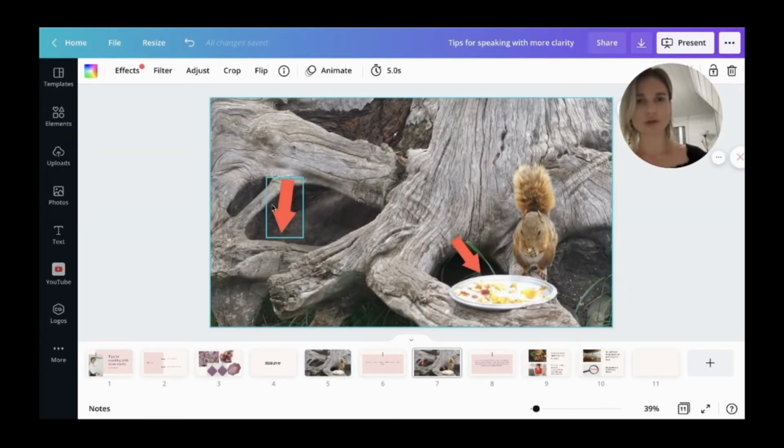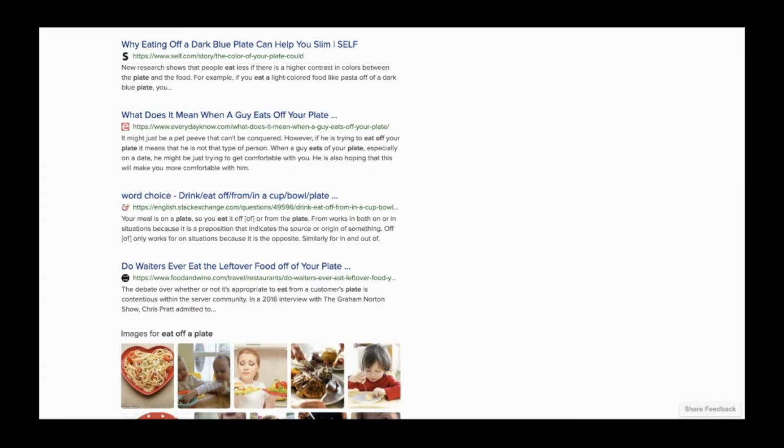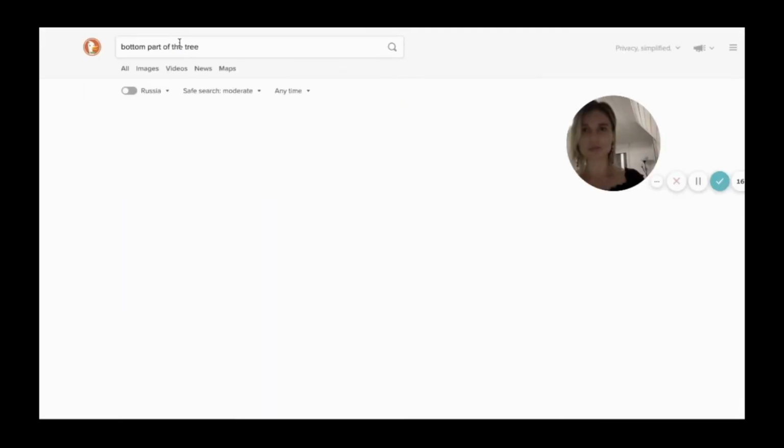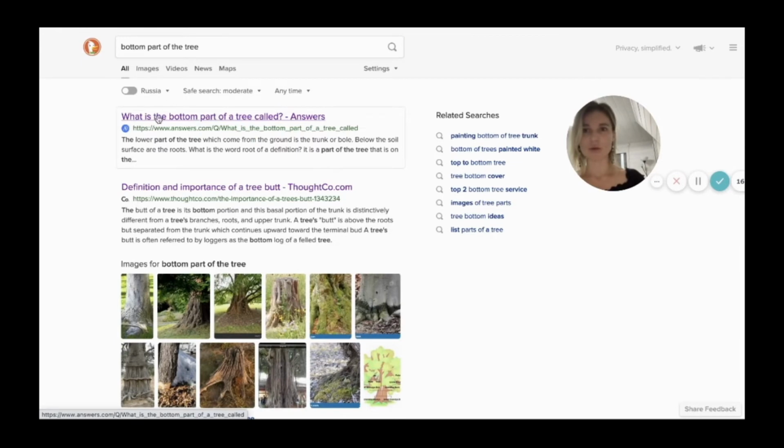What is this part of the tree called? Again, I just want to Google my own idea. I explain it the best way I can. I think I already Googled it earlier today. Bottom part of the tree. What is the bottom part of a tree called? And I see the lower part of the tree, which comes from the ground, is the trunk.